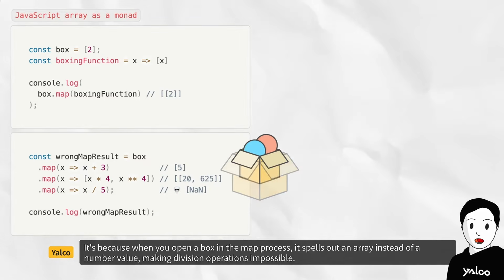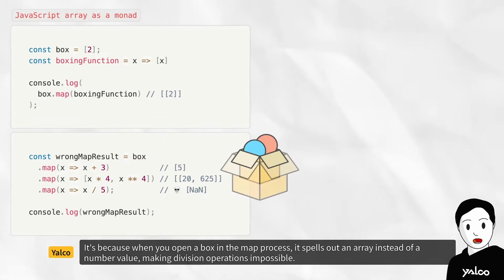It's because when you open a box in the map process, it spells out an array instead of a number value, making division operations impossible.